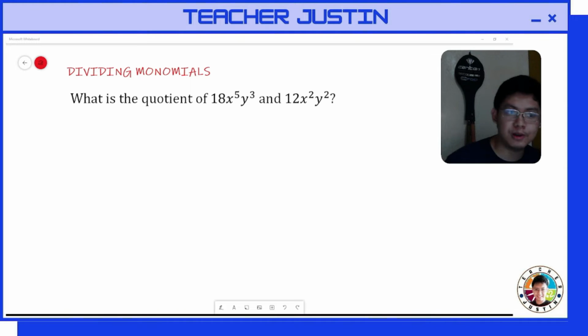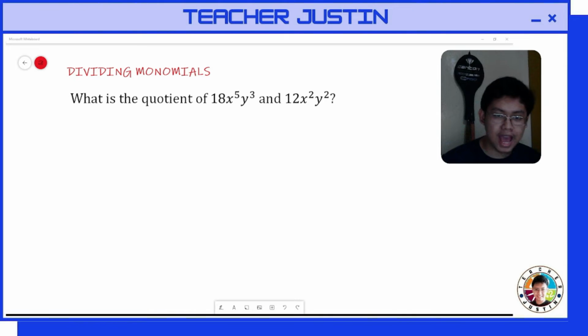On today's topic, we're going to talk about dividing monomials. Answering the question, what is the quotient of 18x^5y^3 and 12x^2y^2? So first thing that we need to do is to translate the statement into algebraic form.